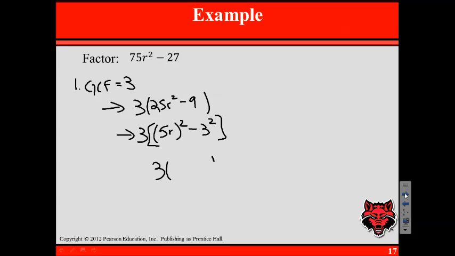Now that we have the correct form, this will factor into two binomials. 5r takes the place of the first term each time. 3 takes the place of the second term each time. In the first set of parentheses, we add. In the second set of parentheses, we subtract.